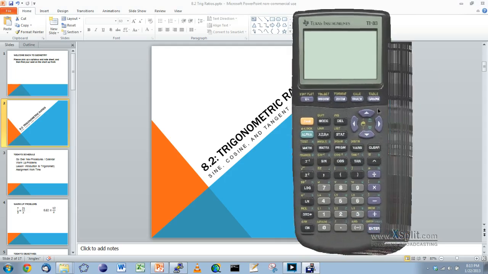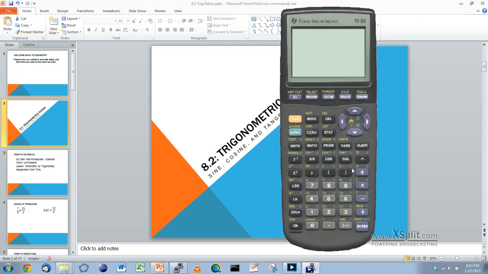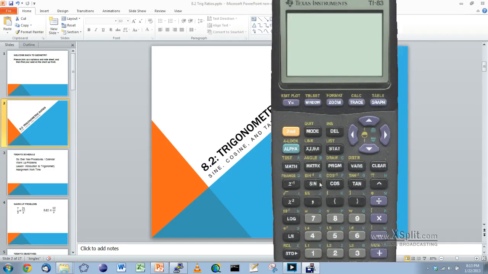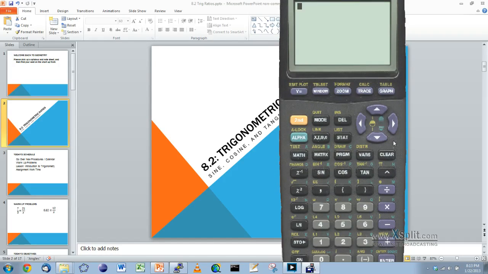A few notes to you. You will need a scientific or graphing calculator for this unit. Particularly, you need some sort of calculator that has these buttons, the sin, cos, and tan button here. Those are going to be critical for you to have. If your calculator does not have those buttons, please get a calculator that does. It might say trig, but as long as it has a sine, cosine, tangent button, you should be all right.